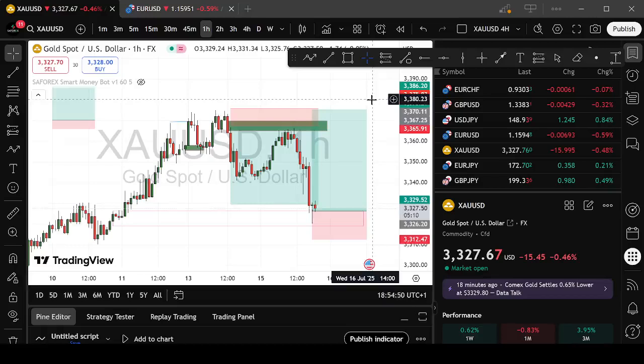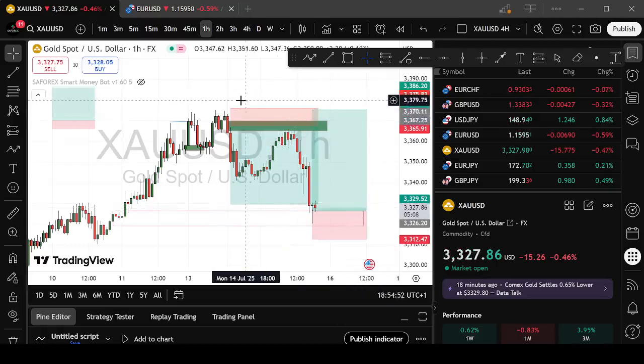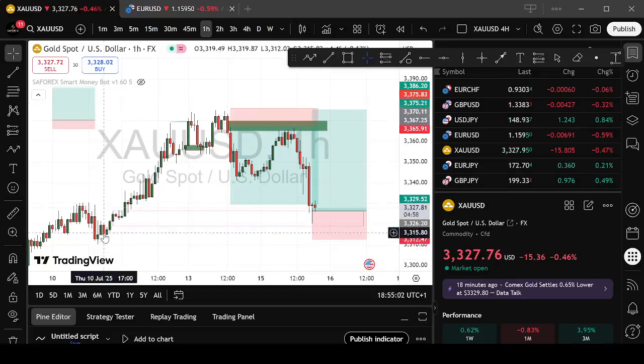Your stop loss will be above the recent high. Then your take profit will be the next lower low. First take profit is possibly this low, so we target here.